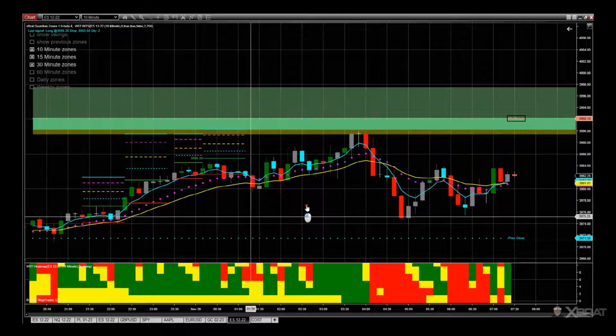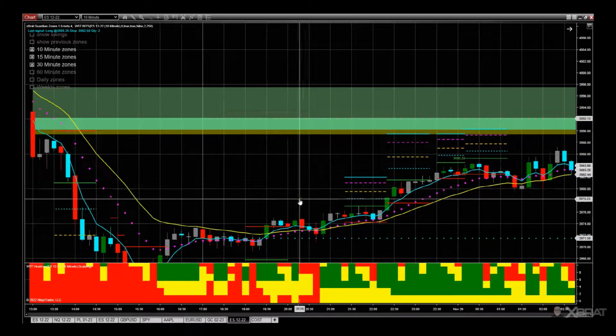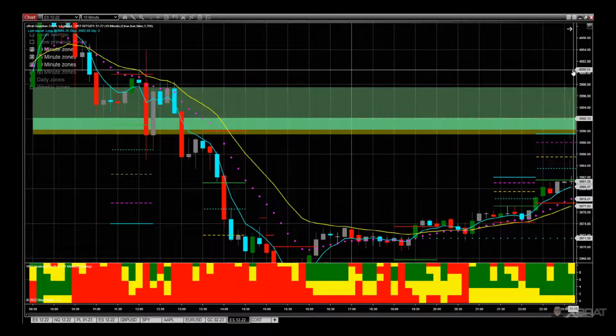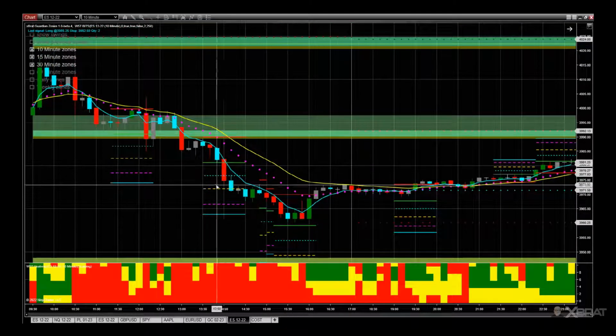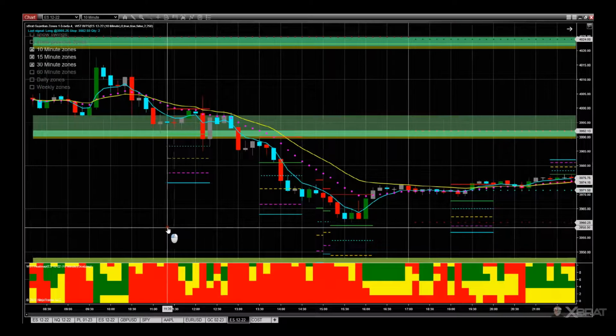And we had some great examples here where we don't short into support. And this is crucial for any trading strategy. Understand where that support and resistance is and do not go into it. That's the crucial thing here.